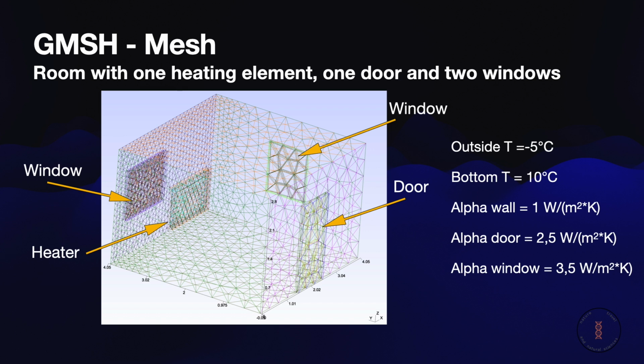The computational grid was generated using GMSH. This mesh structure allows us to capture the gradients accurately. For visualization purposes, the volumetric room mesh is hidden here to focus on the surface discretization.